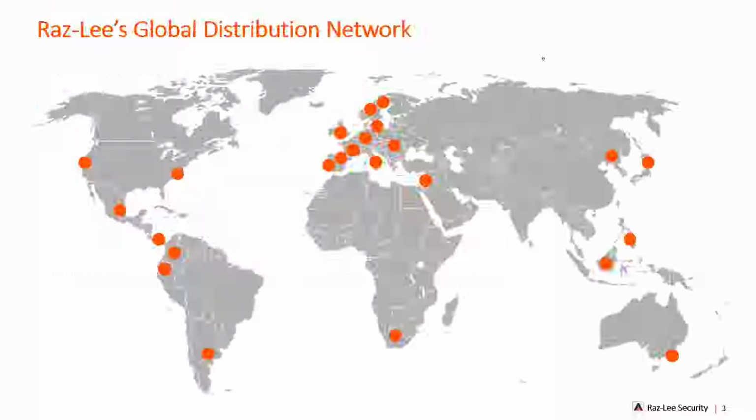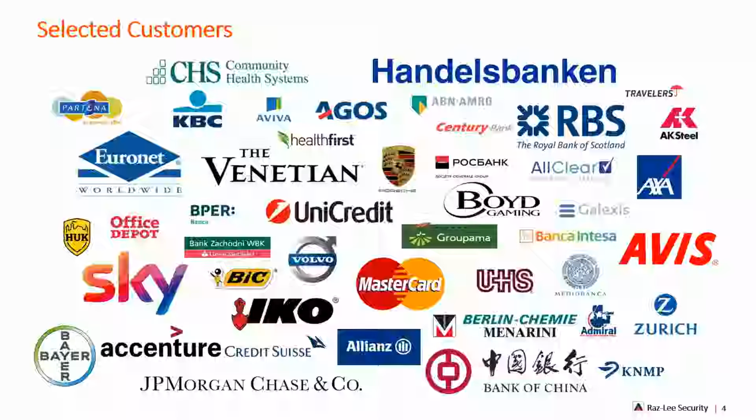As you can see on this slide, this is our global distribution network. We are all over the globe. We are on every continent in the world. And these are some of our selected customers, like Bank of China, Office Depot, Euronet, and other banks in the world, including Russia and other countries.